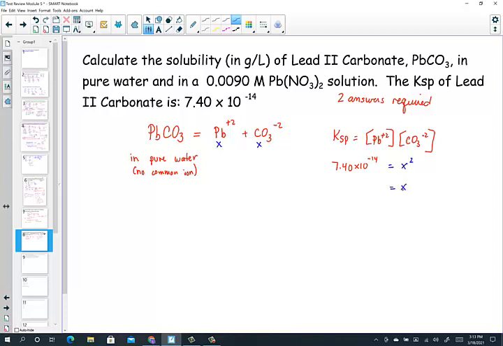Taking the square root of 7.4 times 10 to the negative 14th, my screen reads 2.72 times 10 to the negative 7th is the value of x. Remember that x is the molar solubility. Brackets stand for molarity, moles per liter. So we were asked to solve for that in grams per liter, right? Here's your little mole map, if you recall. Grams over molar mass is a mole.